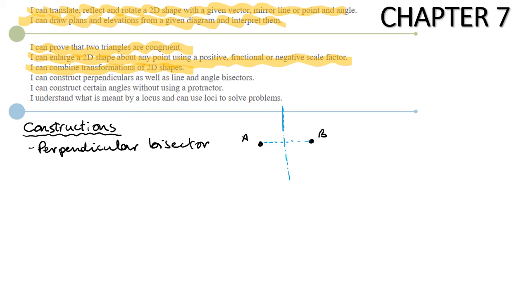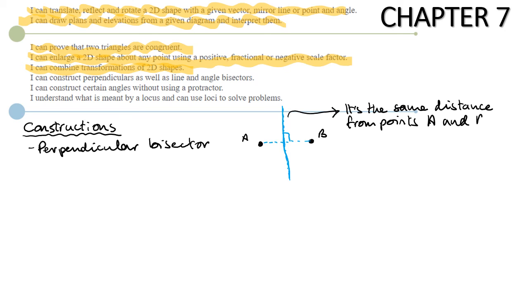So this blue line here is the perpendicular bisector, and what's important about that blue line is it's the same distance away from A and B. It's what we call equidistant from A and B. So this blue line is always the same distance from points A and B. We use the phrase equidistant. So if you see equidistant, that's what it means.